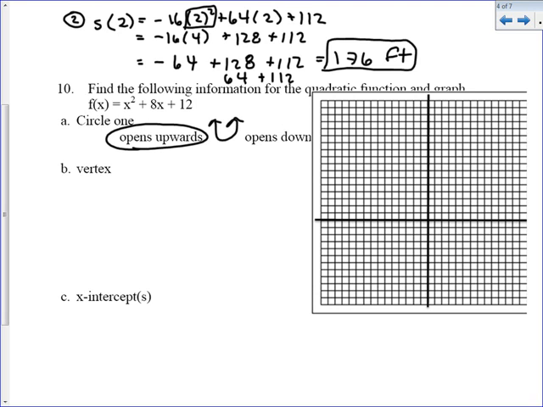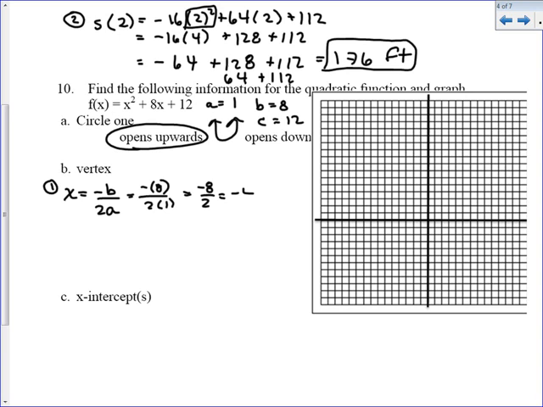Vertex, we have just done 3 times. This is the 4th time. So we need A is 1, B is 8. We actually can use C later on in this problem. So C equals 12. So vertex, we should all get the vertex right. X equals negative B over 2A. Negative 8 over 2 times 1. Negative 8 over 2, and negative 4.